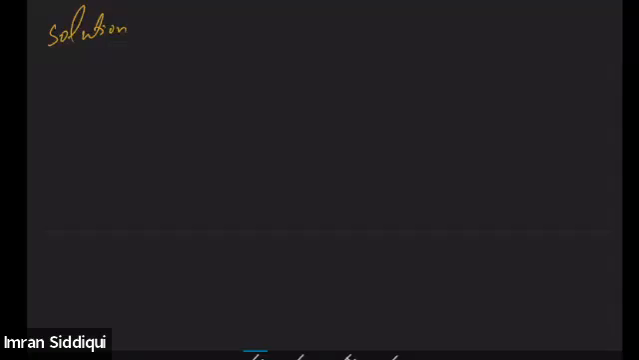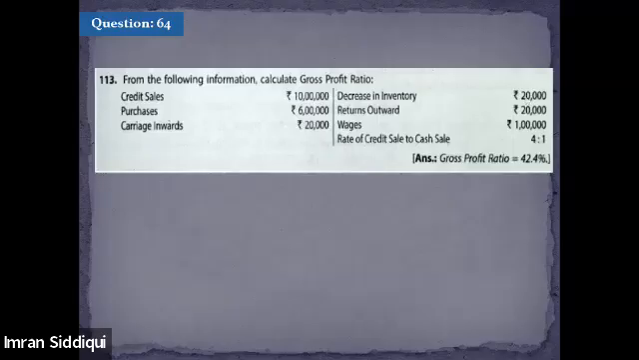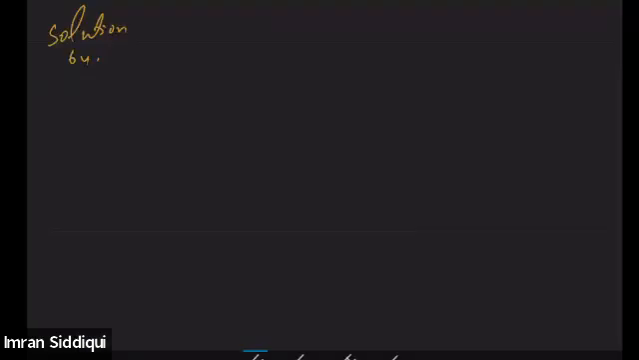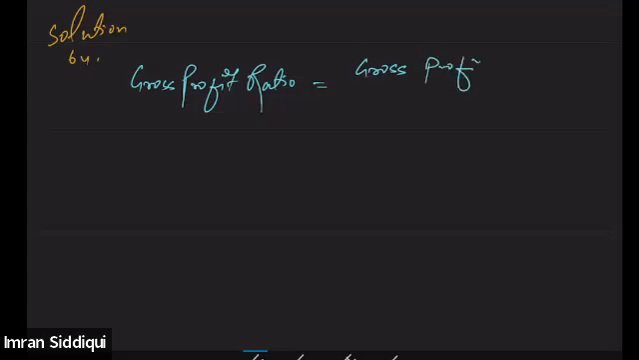Suppose question number 13. Okay, so first of all, we need to find out the gross profit ratio right now. So we'll write down the formula. Gross profit ratio equals gross profit of the business divided by net sales into 100.